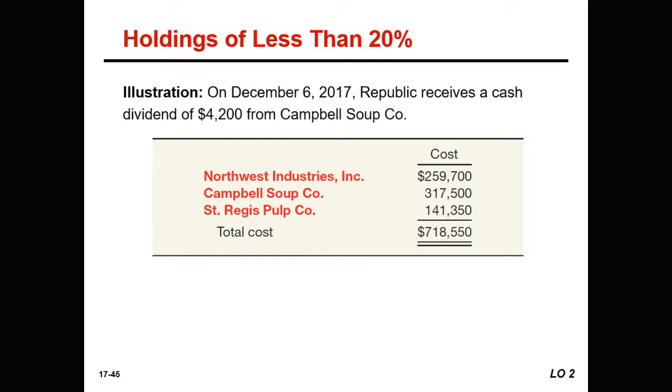Through the course of owning the stock, we receive a cash dividend from Campbell's Soup Company in the amount of $4,200. We recognize that as dividend revenue of $4,200. Relatively straightforward and kind of what you would naturally expect just based off general entries and how we treat different entries.